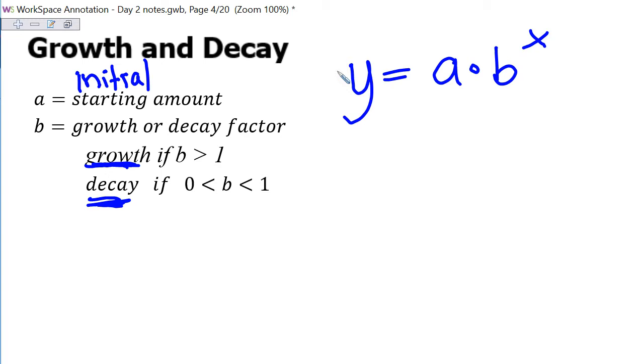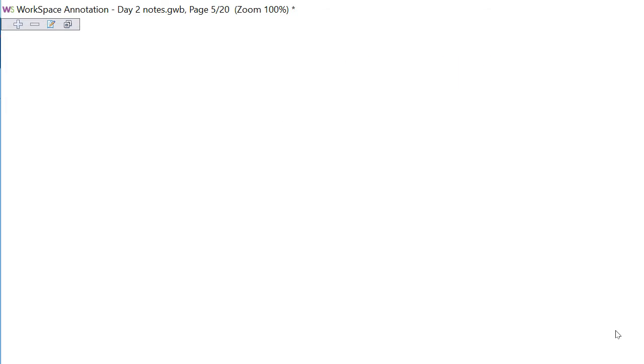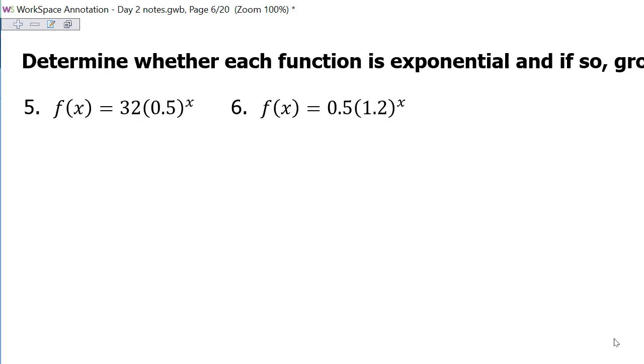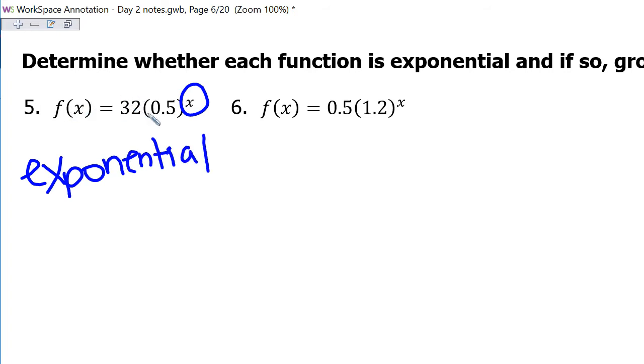Okay, so next example. We need to determine whether each function is exponential, and if it is, we have to decide is it growth or decay. So looking at equation 5, is that one exponential? Yes. Why is it exponential? X is the exponent. So this one, yes, is exponential. So if it is, I have to decide is it growth or decay. So to determine that, we have to look at this b value. Is that a number greater than 1 or a number between 0 and 1? If it's between 0 and 1, it would be decay. So this one is exponential decay.